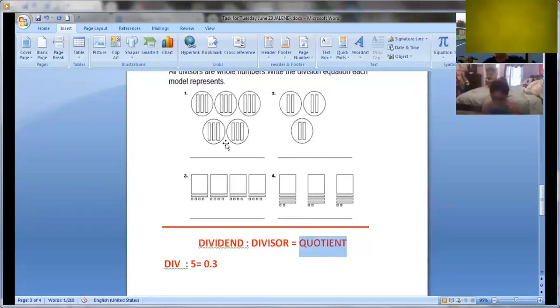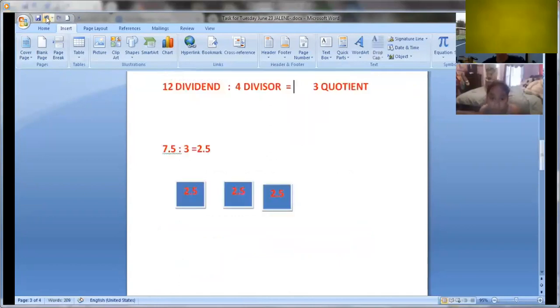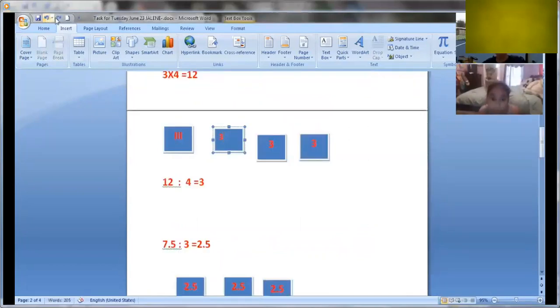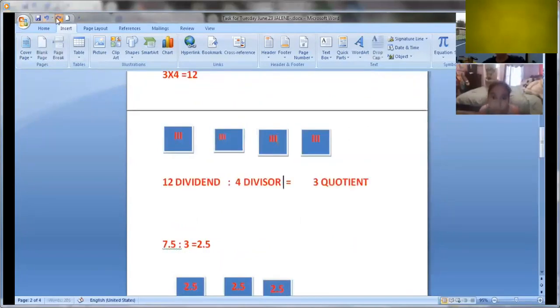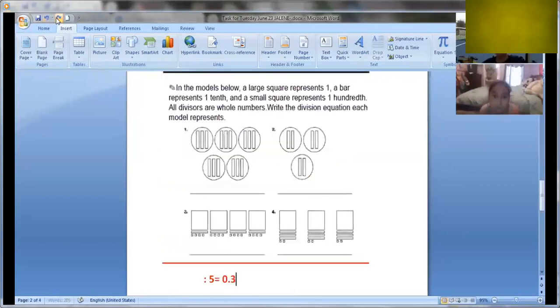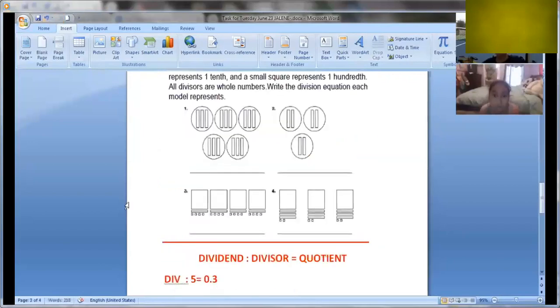What do you see there? On number 1, I see 5 groups, which is the divisor. Each group has 3 tenths inside, which is what? 0.3. 3 tenths, 3/10. Okay.